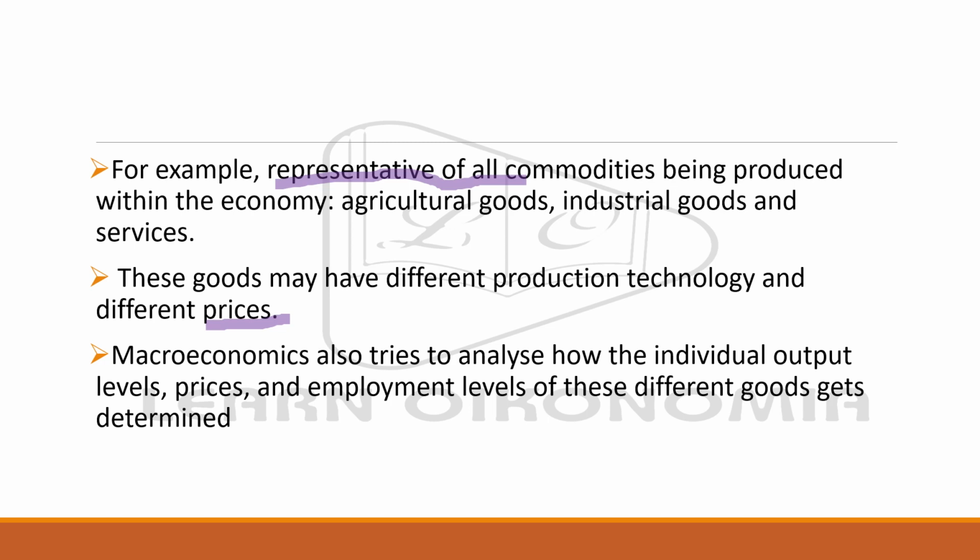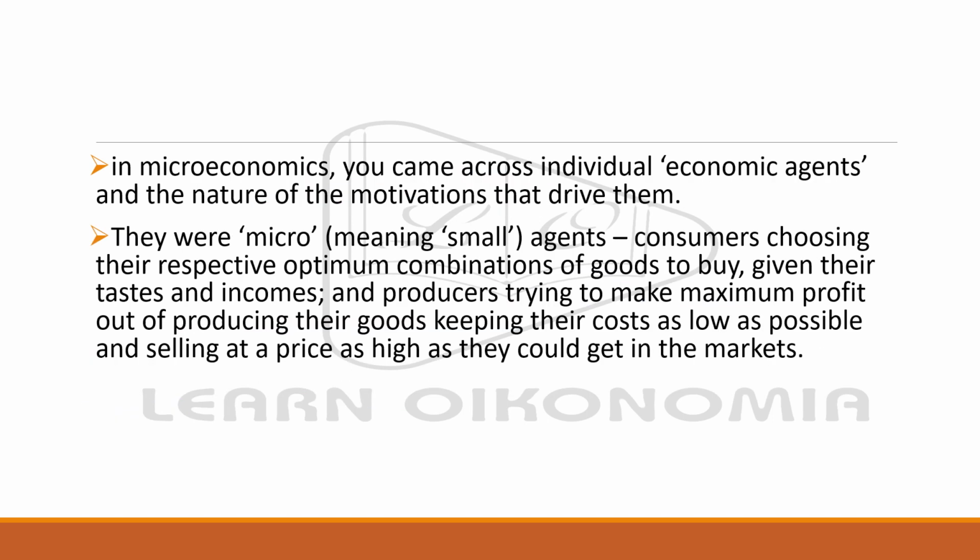And also when it comes to production technology, the technology used in the agriculture sector is entirely different from the production technology used in the industrial sector, and that would be entirely different from that used in the service sector. So macroeconomics, this subject also tries to analyze how individual output levels, prices, as well as employment levels of these different sectors and goods would get determined in the market.